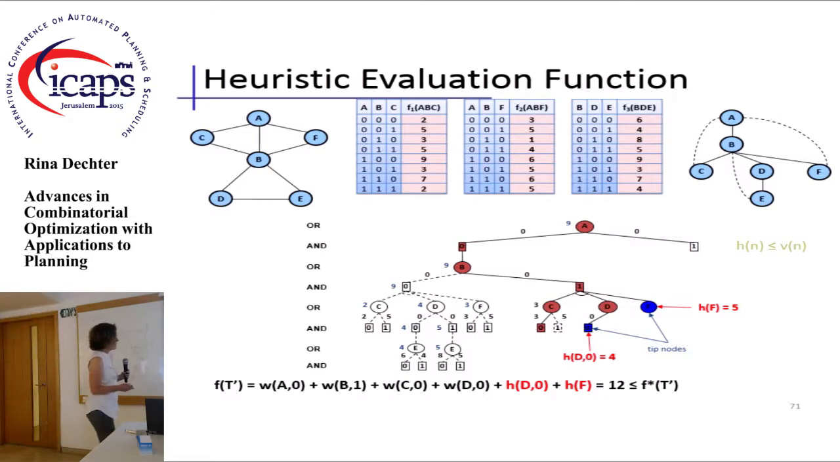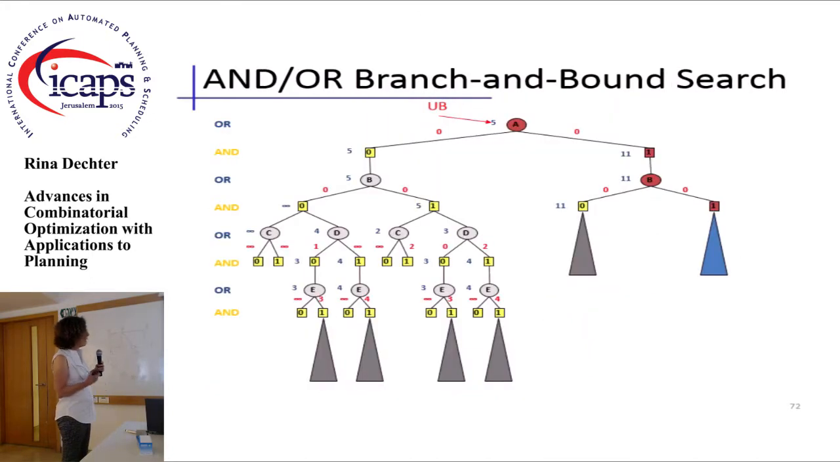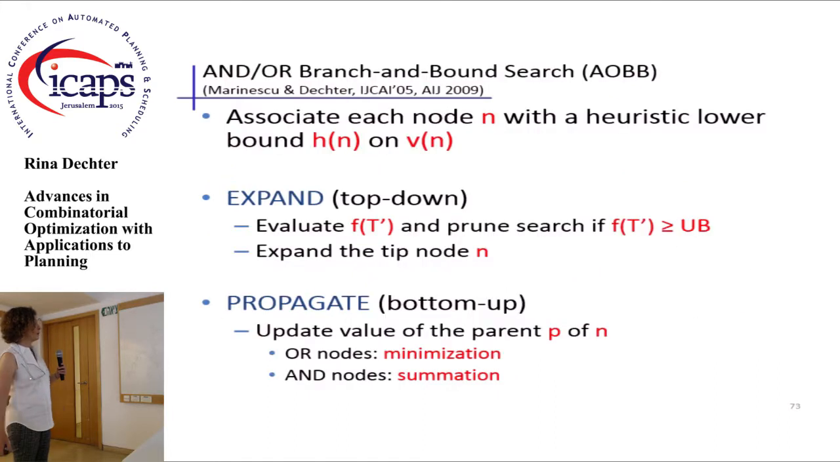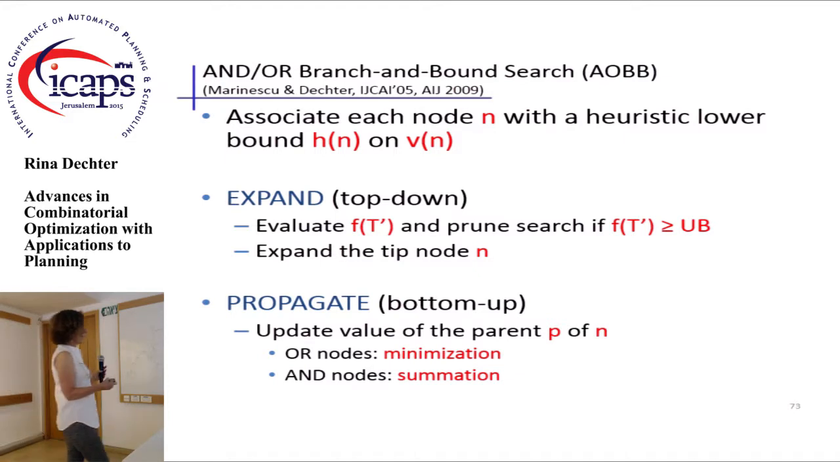But in principle, it's not really far more complex. So overall, this is a picture that shows how the search works. In this case, we have an upper bound here of 5. We already explored that, which comes from exploring this subtree. This is another example. We are exploring this portion. We want to extend the tree. If the evaluation function that we have here is larger than the upper bound, we will prune. That's it. So the algorithm can be extended.